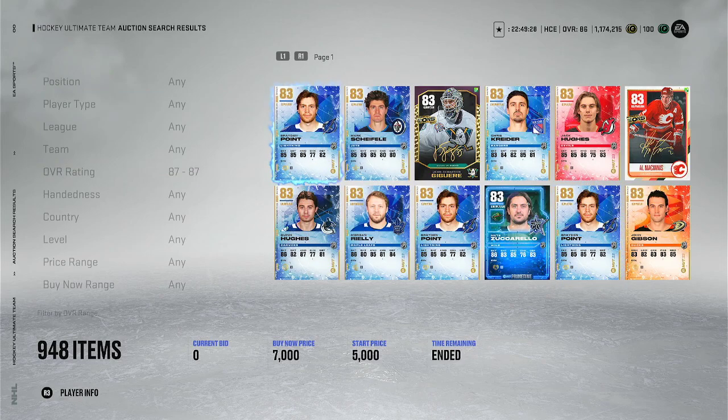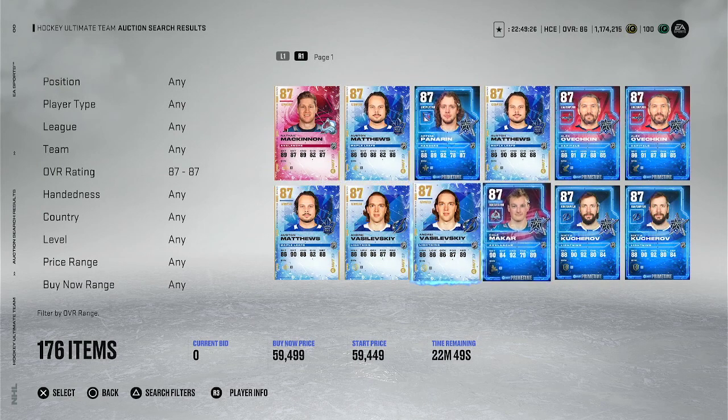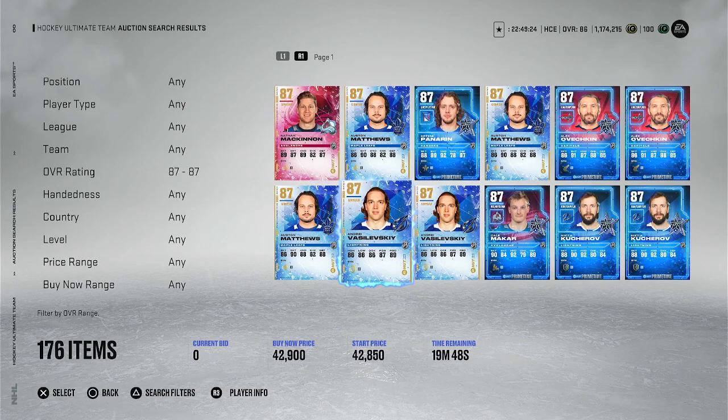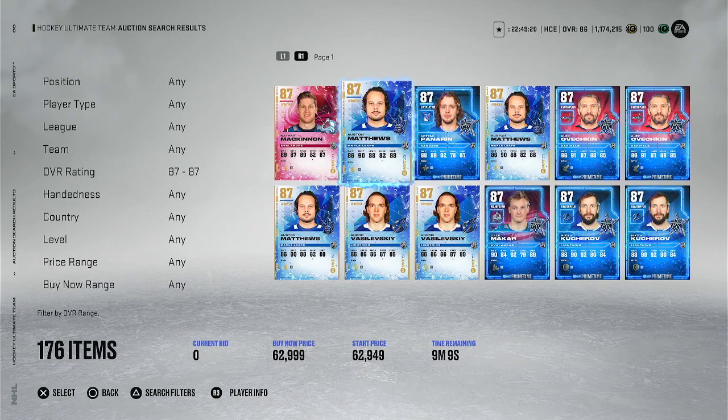All right, so if we look at 87 overall base cards here, you're going to notice that Matthews is pretty low on the market right now, and he's 62,000 coins. That's because there's not a lot of coins in supply right now. Nobody's opened packs, nobody's opening tradable packs, nobody's taking coin rewards. There's not a lot of coins in supply right now.